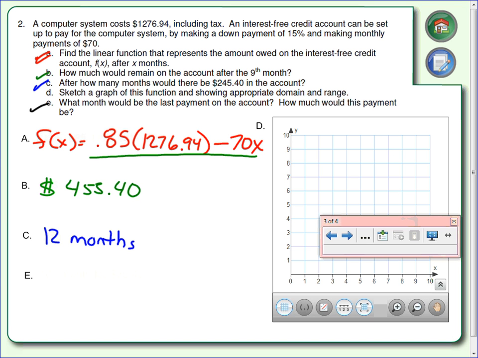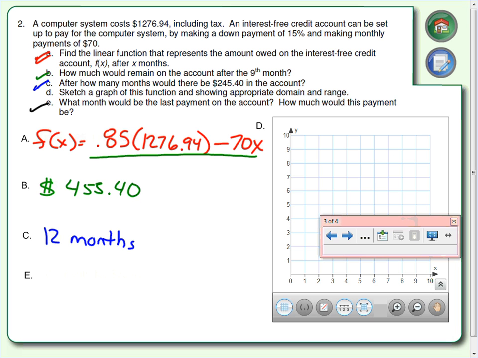All right, so let's look at our calculator again. We're looking at the table, and I'm looking for how many months it would take for me to have that last payment. Where is it? I want to pay it all off. I want it to be clear. Come on, guys, look at your calculators. Look at your table. We're looking at E right now.